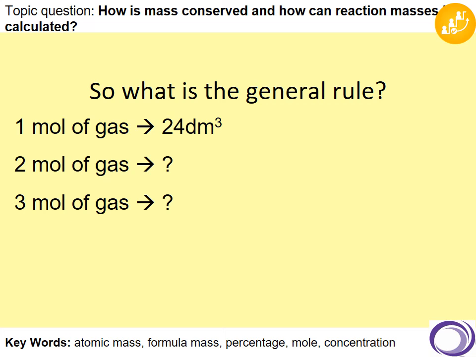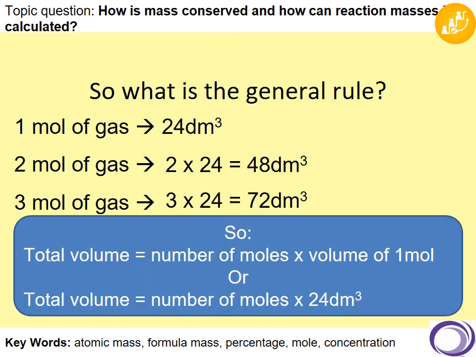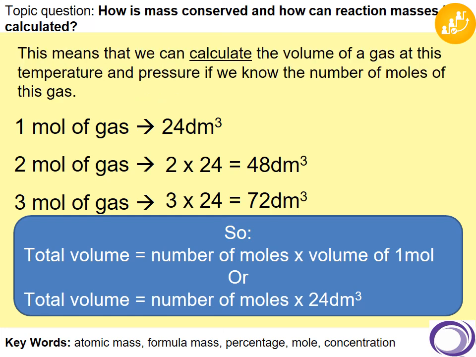So the general rule, 1 mole of gas is 24 decimeters cubed. 2 moles of gas, we times that by 2, that would be 48 decimeters cubed. And 3 moles of gas, we multiply 3 by 24, which is 72 decimeters cubed. So the total volume equals the number of moles times the volume for 1 mole. Or otherwise we could say the total volume is the number of moles times 24 decimeters cubed.